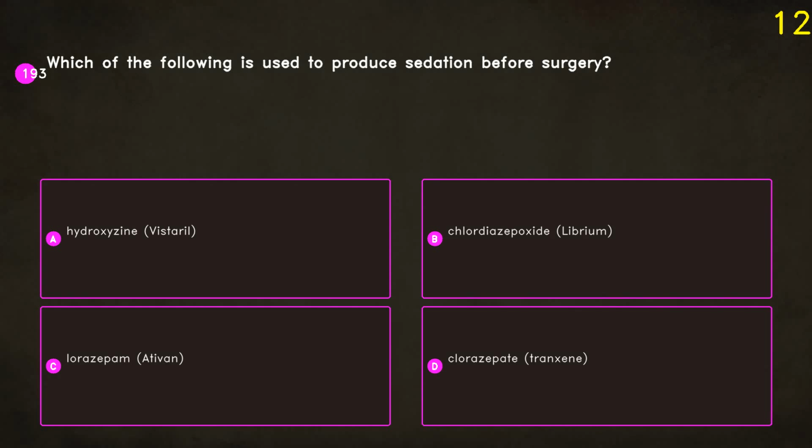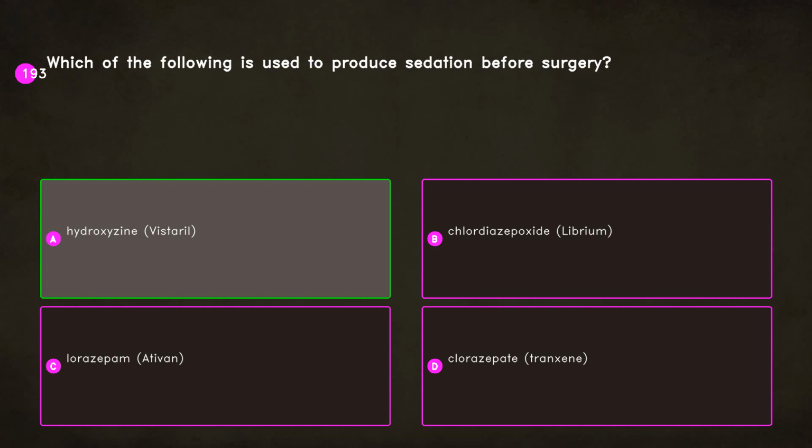Question 193. Which of the following is used to produce sedation before surgery? A. Hydroxyzine, Vistaril, B. Chlordiazepoxide, Librium, C. Lorazepam, Ativan, D. Clorazepate, Tranxene. The correct answer is hydroxyzine, Vistaril.